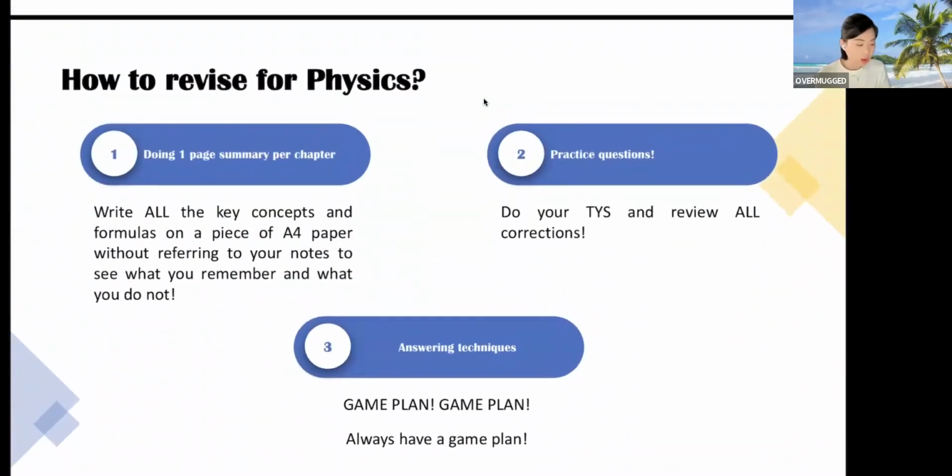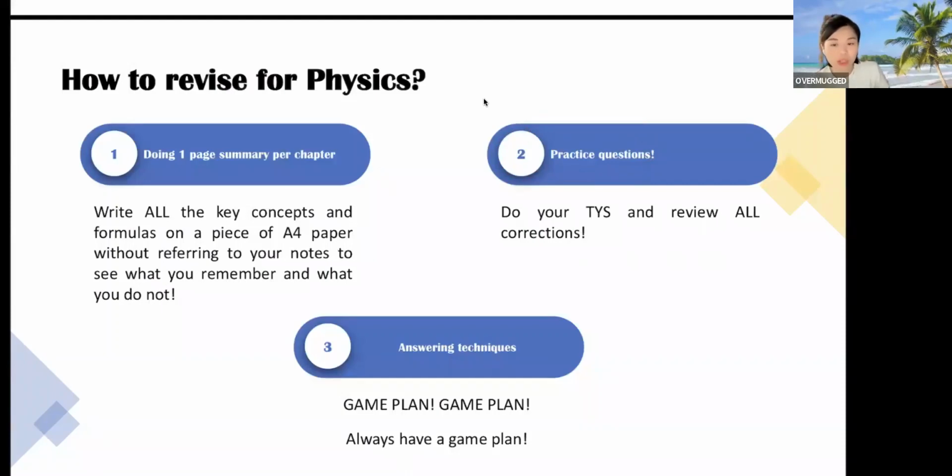Okay, so here are some tips on how you can revise for physics. Just remember, whenever you practice for physics, it's like practicing for math. Practice makes perfect. Before you start doing tutorial questions or your TYS or any types of questions, it is good to do a one-page summary for each chapter, whereby you list down all your key concepts, key components and formulas that you need to know without referring to your notes. After that, you check back with your notes to see what you are missing out and what you need to strengthen on. Then of course, do more and more practice, because practice makes perfect.